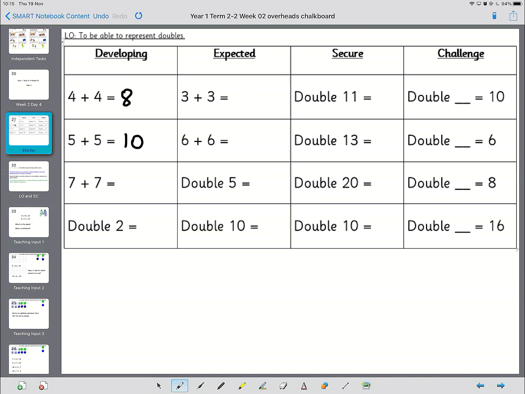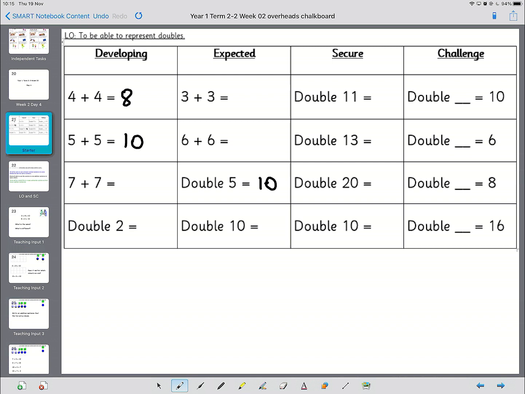Now I want you to think about, what does double 5 mean? Double 5 means 5 plus 5. So double 5 is 5 plus 5, so it's 10. So remember, whenever you are doubling, you are adding the same number to itself. So have a go at these, and when you're ready, we'll go through the answers.